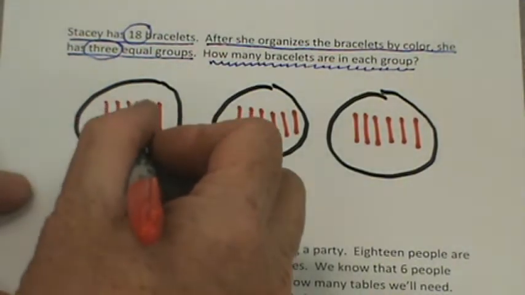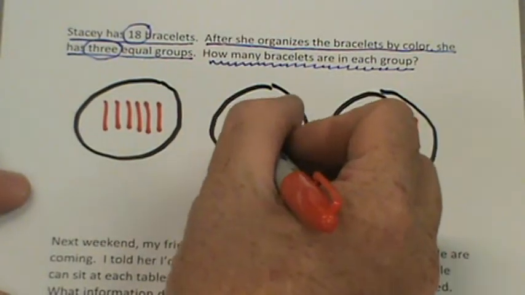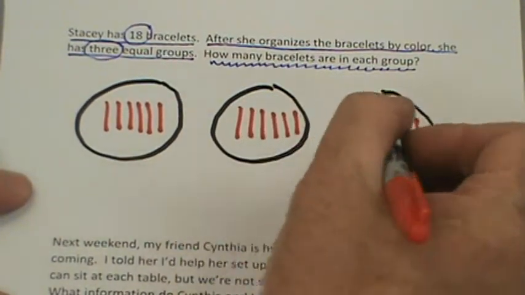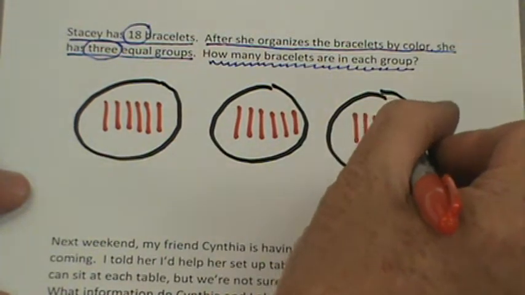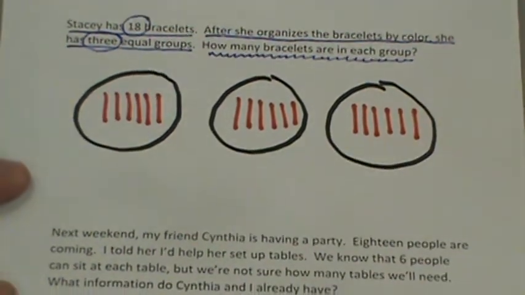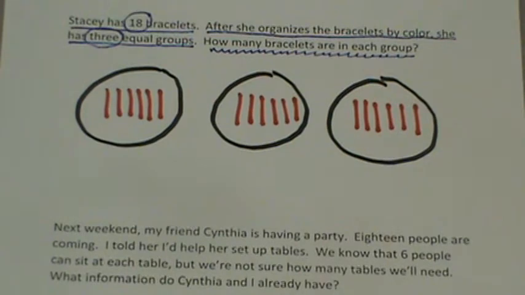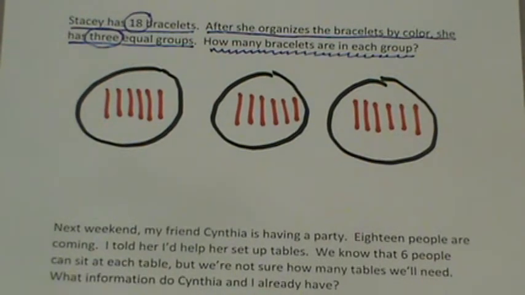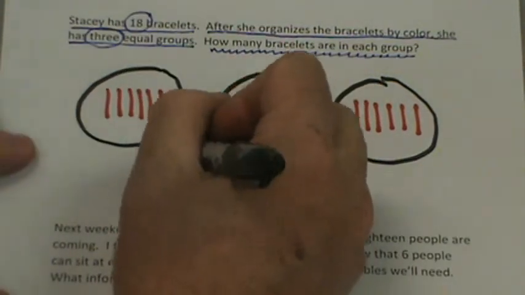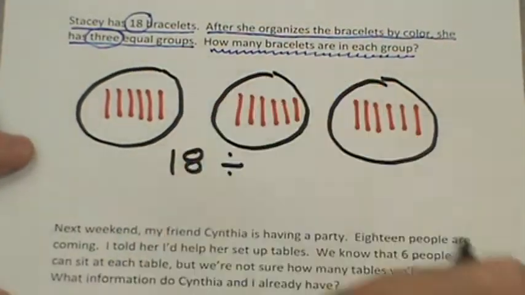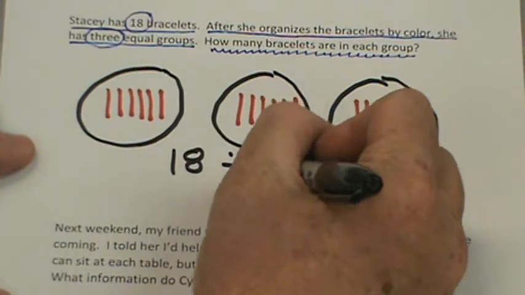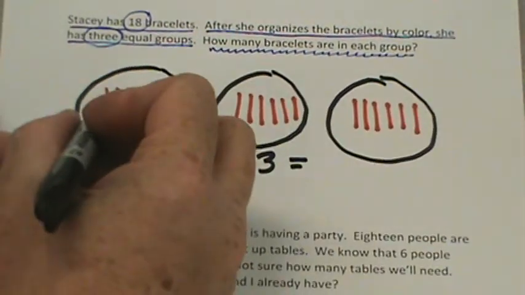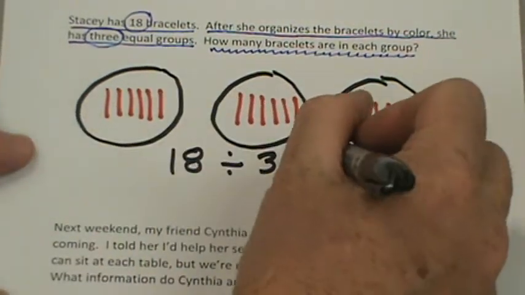1, 2, 3, 4, 5, 6 in each group. So, let's do our division sentence. We have a total of 18. We divided them into 3 equal groups. So that must equal 6.